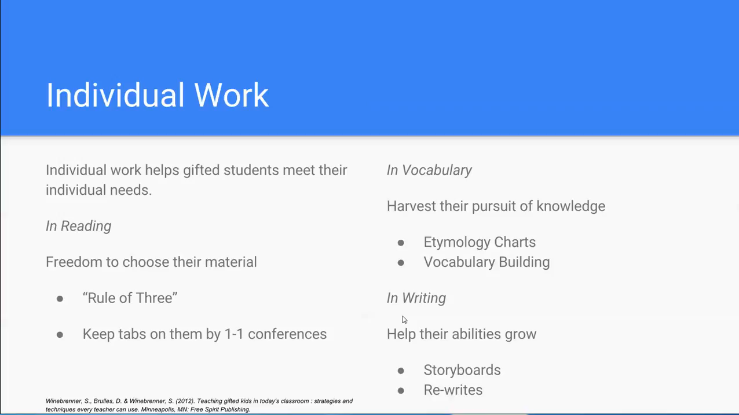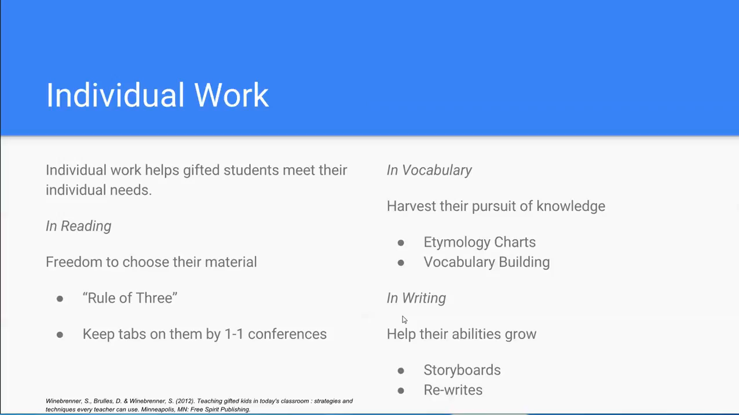Now, the material may be too simple, so we can apply the rule of three, which is if the student sees three words or more that are too difficult for them, that material is too difficult. However, if they see no words that are difficult for them, then that material is too easy. Therefore, they need to find one or two words that can be challenging for them to be in that level 2 tier of the RTI.